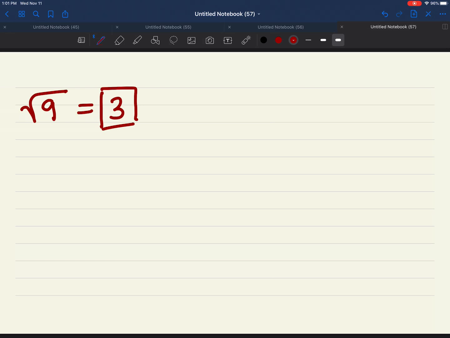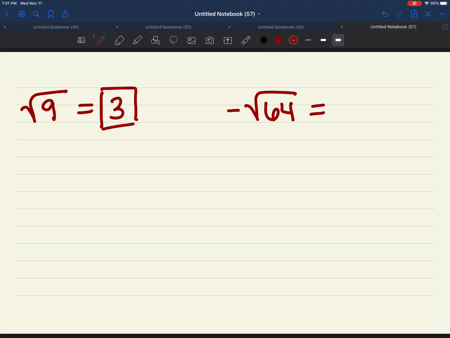How is it 3? What did I just say, Charlie? You ask what number times itself is 9. Well, is 3 times 3 9? Charlie? I think so, yeah. Is 3 times 3 9? Yes. Okay, so then the square root of 9 is equal to 3.